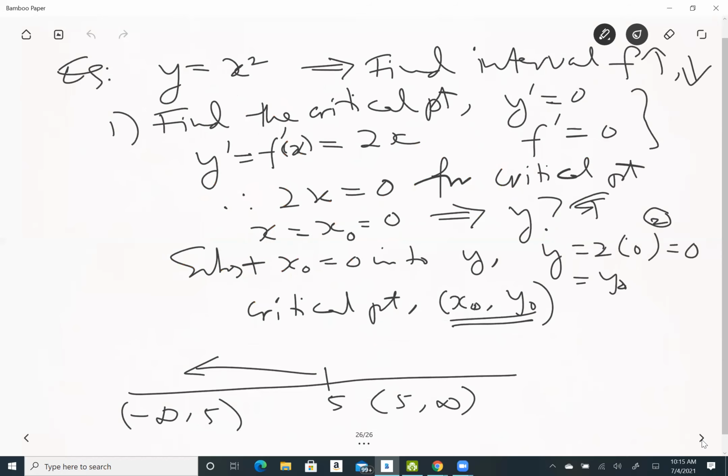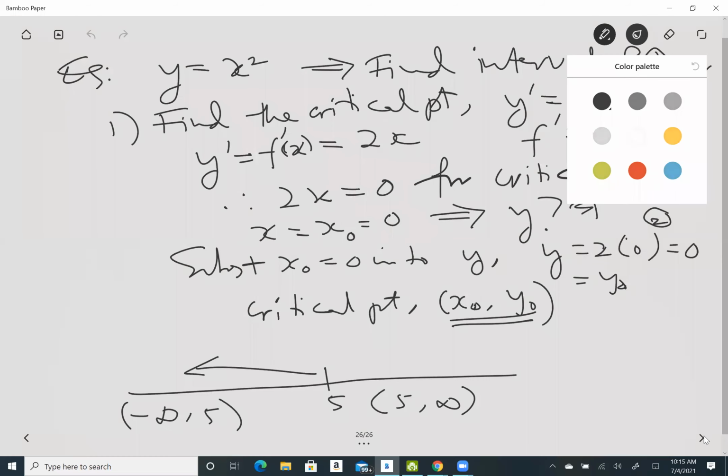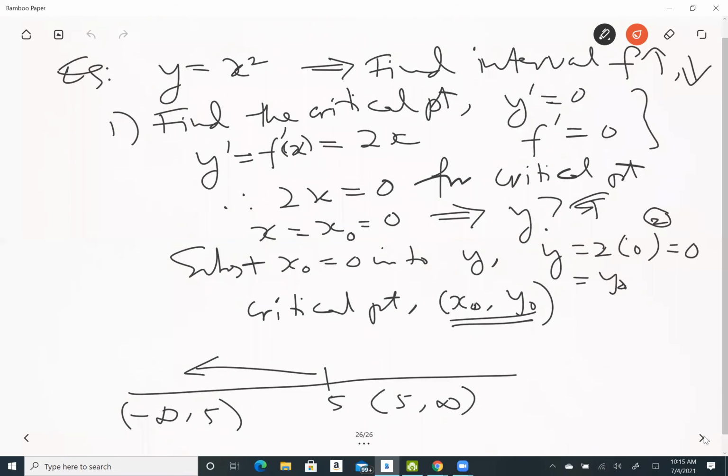So for your homework, just to establish that, go home and do this. Suppose the critical points are x0 and x1. Now draw the number line like this. How many intervals? Should be 3. So just draw it. Here, go back to this example.